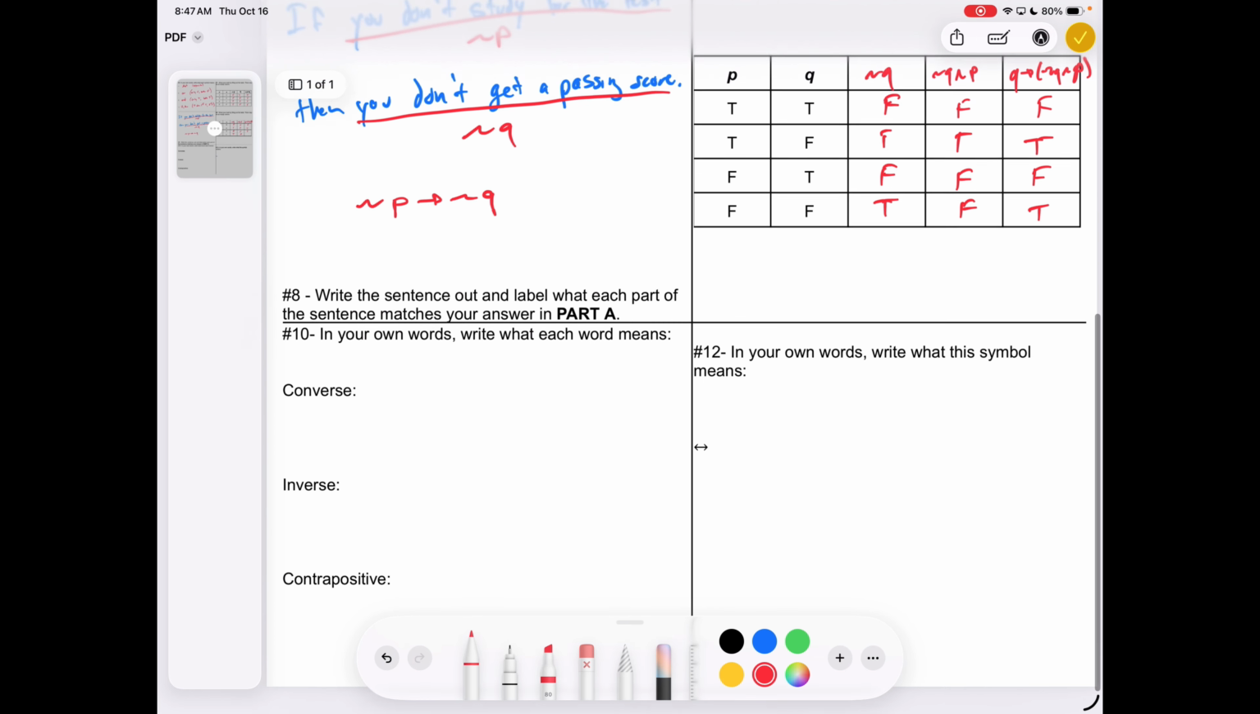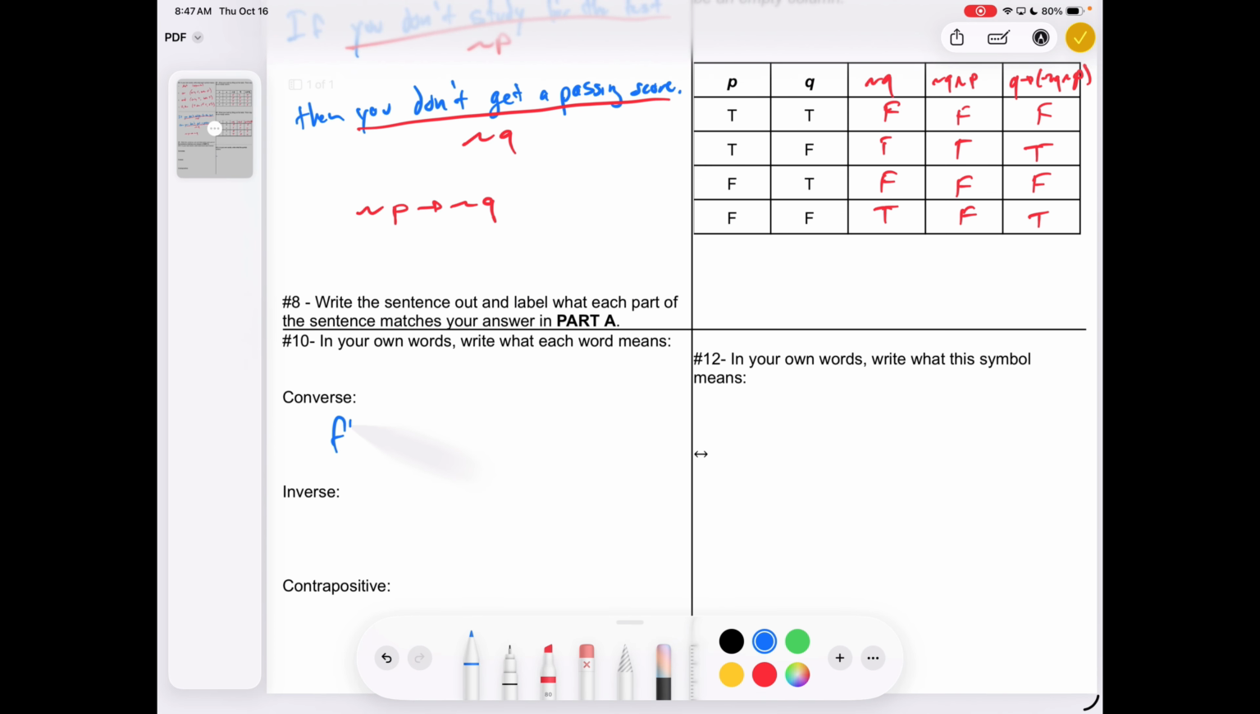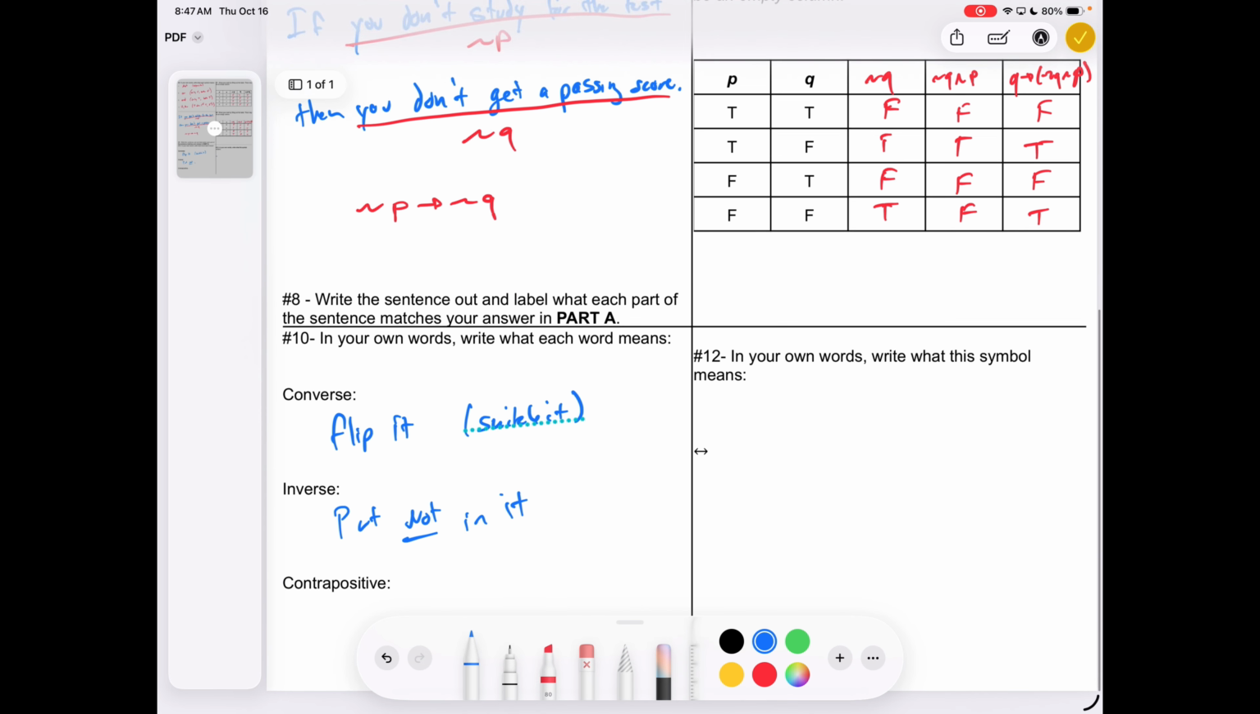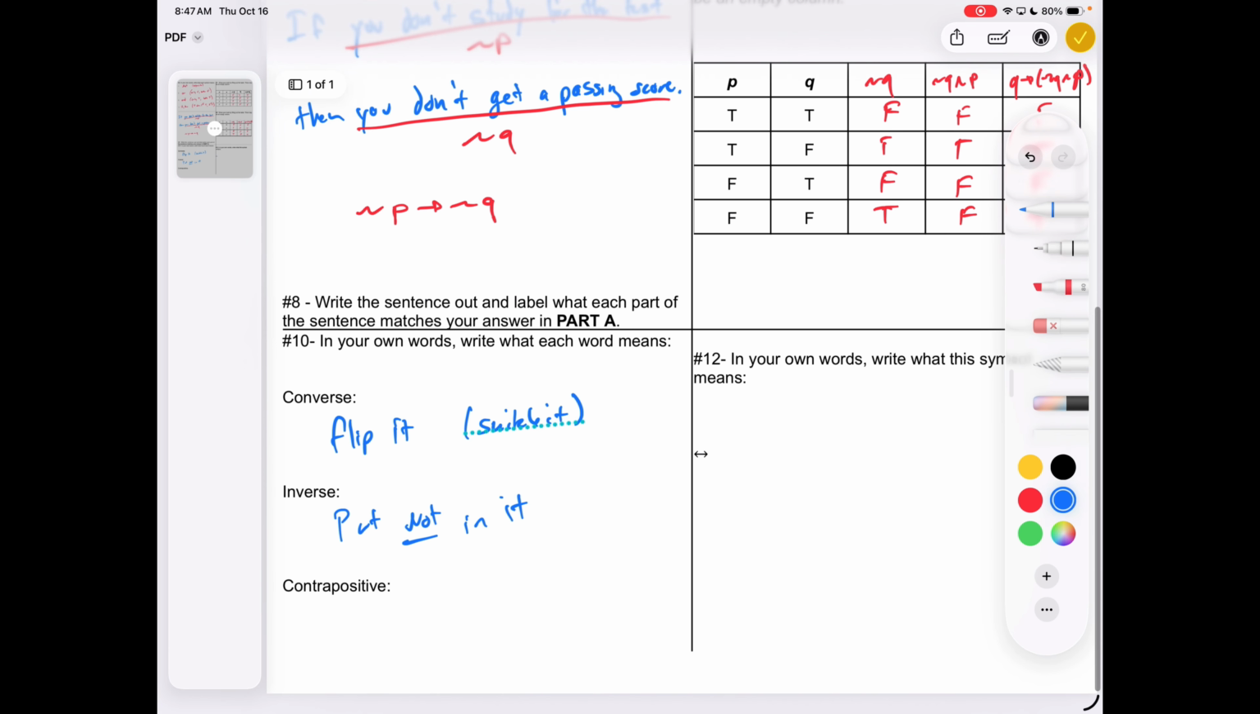Okay, thank you. All right, so for the converse, you can write flip it or switch it or something like that. For the inverse, I'm just looking for the word nots. You put your nots in it. For the contrapositive, I'm fine really if you do just write both, but you flip it and put nots in it.